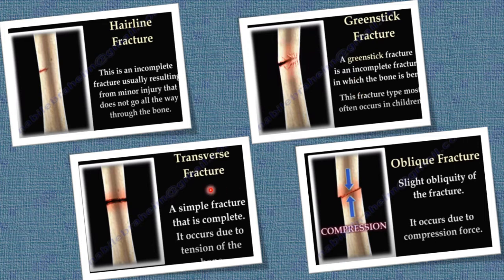This is oblique fracture, this is transverse fracture. These both are examples of a complete fracture, and these both are incomplete fracture, which is hairline and green stick fracture. This fracture most commonly we say baal aa gaya.